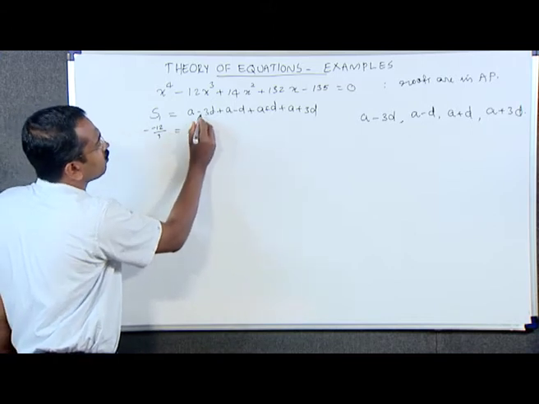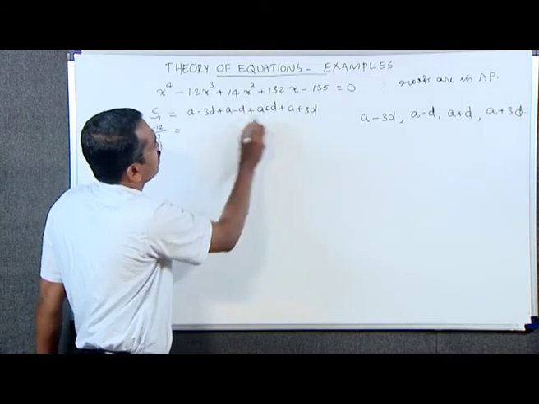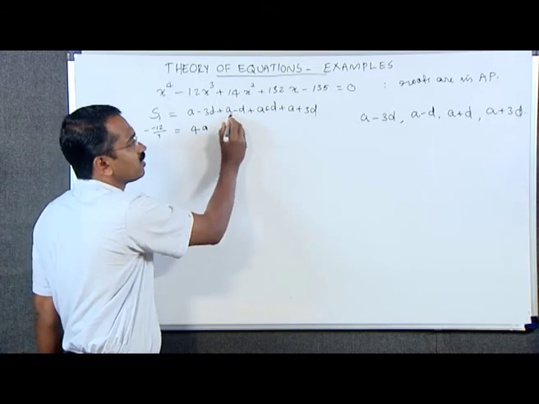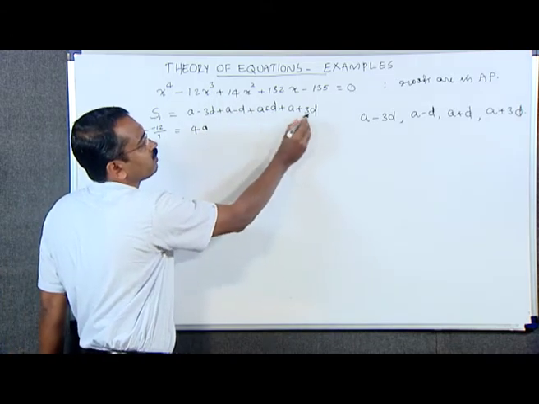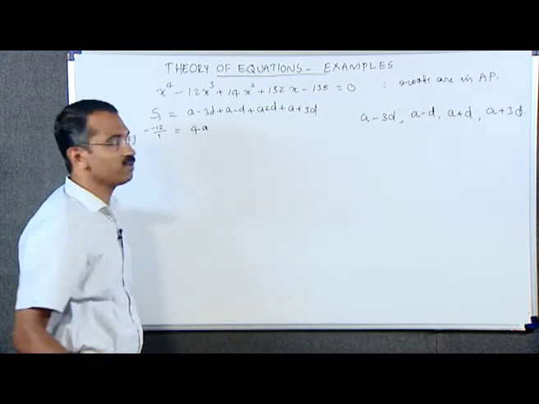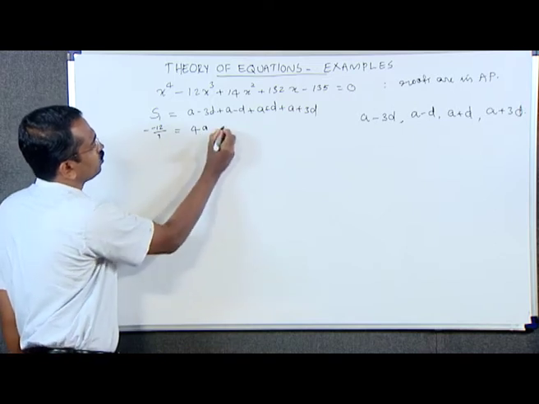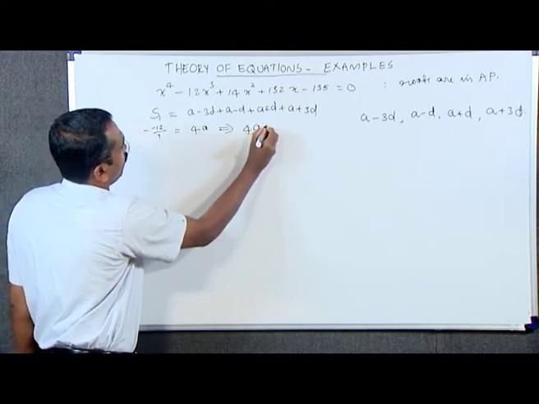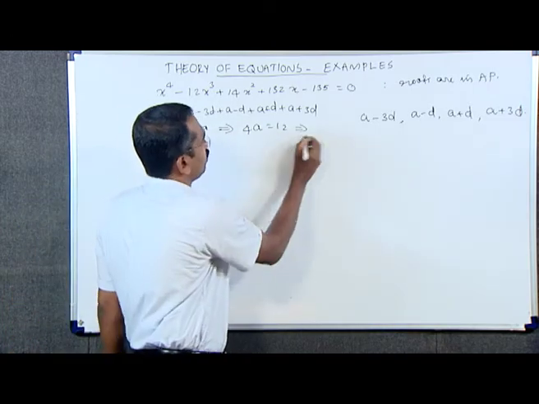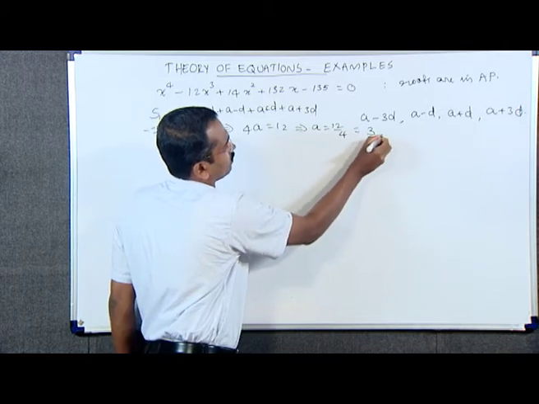From here we can write a plus a is 2a, plus a is 3a, plus a is 4a, minus 3d minus d means minus 4d. Here d plus 3d is plus 4d, therefore minus 4d plus 4d will become 0. Therefore, we can write 4a is equal to 12, which gives a is equal to 12 by 4, that is 3. A is equal to 3.